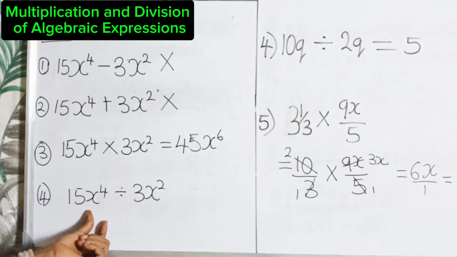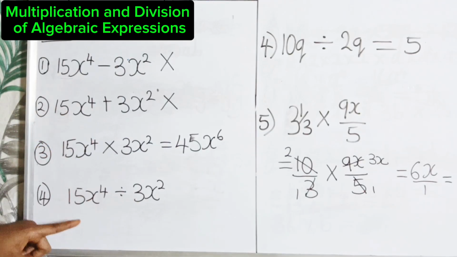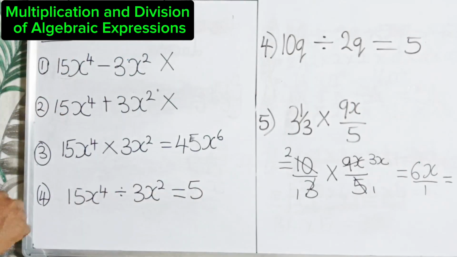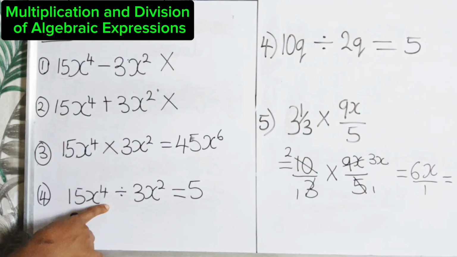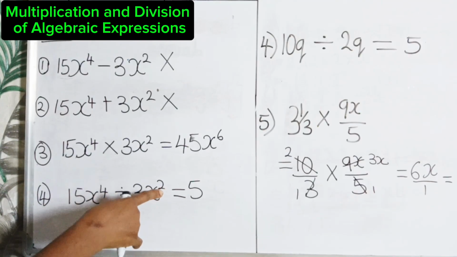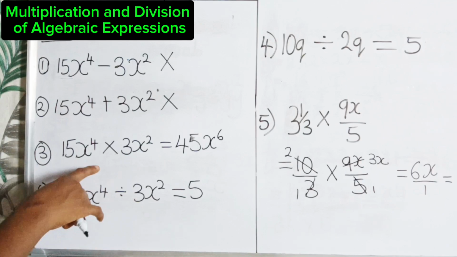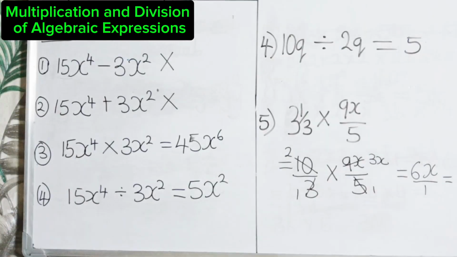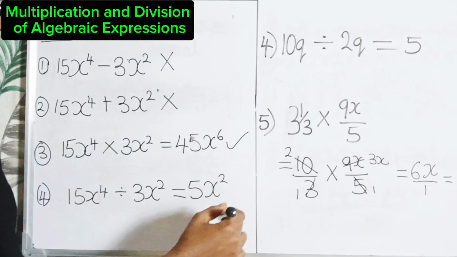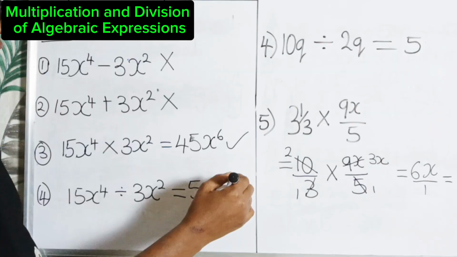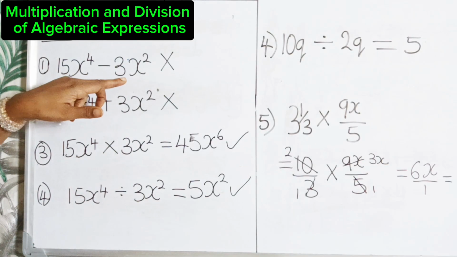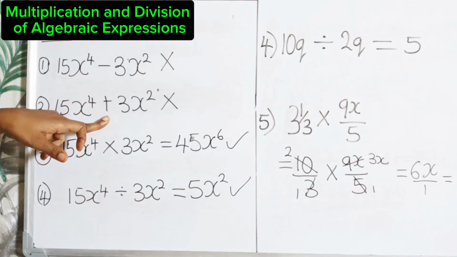Now, this can also be simplified. What will I do? I will divide the coefficient by coefficient. So 15 divided by 3 is 5. And x raised to the power 4 divided by x raised to the power 2, I'll just pick one of the base and subtract the power. So this is going to give me x raised to the power 2. So this can be simplified, multiplication rule. This can be simplified, division, but you cannot simplify this in addition and subtraction.